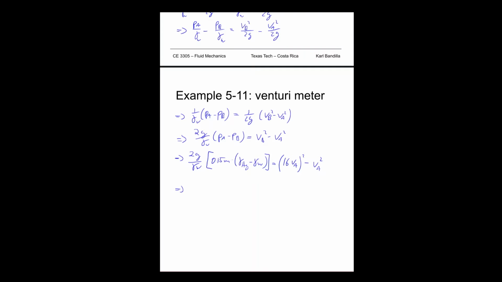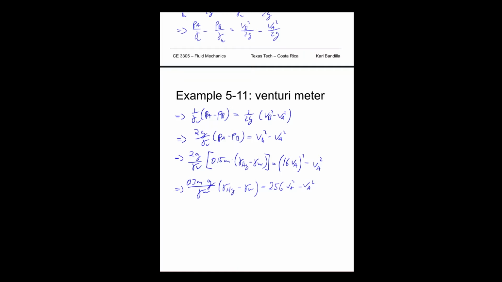That means we can pull that out there, right? So 2 times 0.15 is 0.3 meters times G over gamma water times gamma HG minus gamma water. 16 squared is 256. And of course, VA squared is VA squared minus VA squared. That's an easy thing to do.